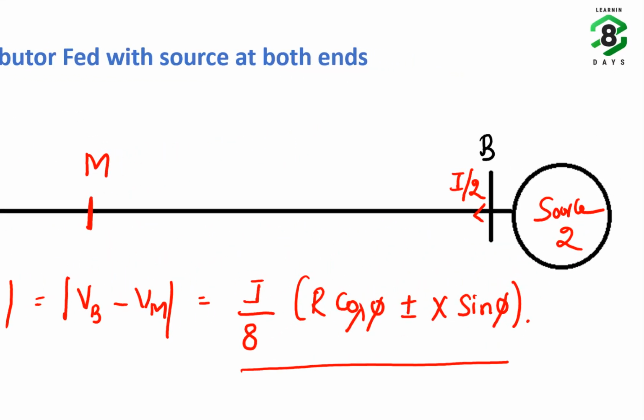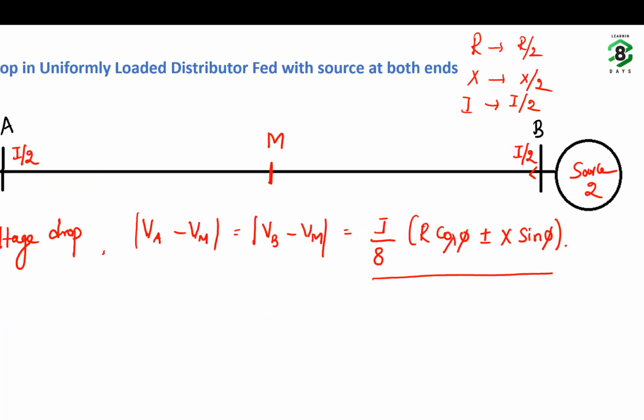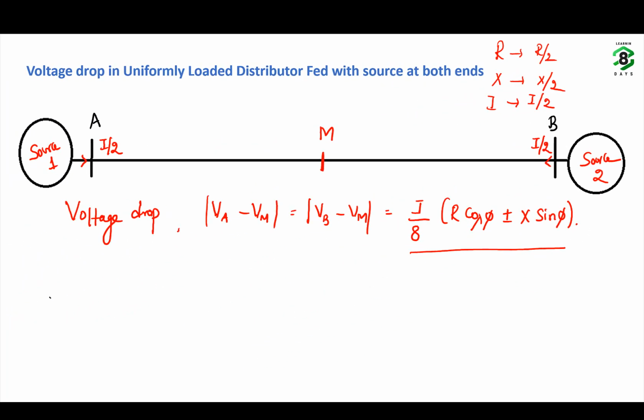Why? Because now the total resistance through which the current flows is becoming R by 2. R is becoming R by 2, X is becoming X by 2 because the current is flowing only in half of the distributor, and I is becoming I by 2. If you replace these terms in the previous equation, you get this value.